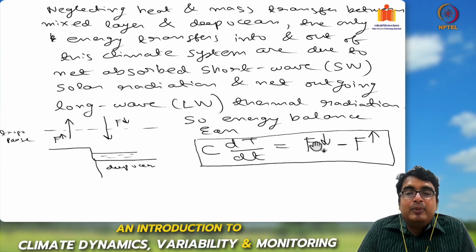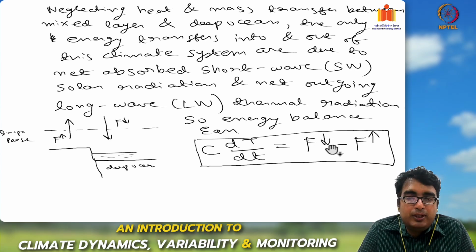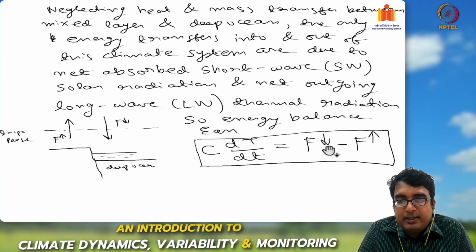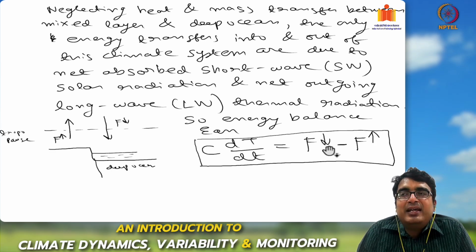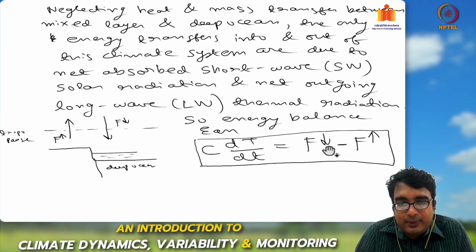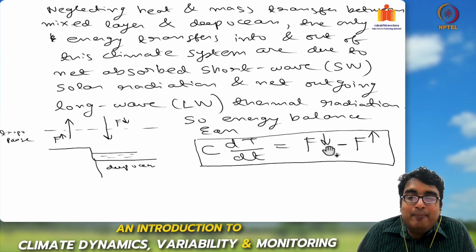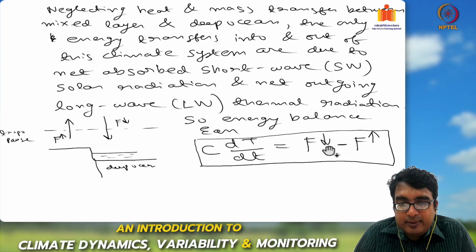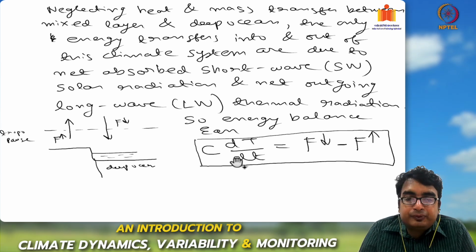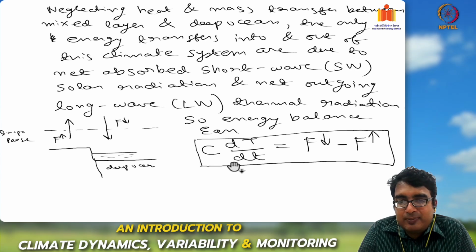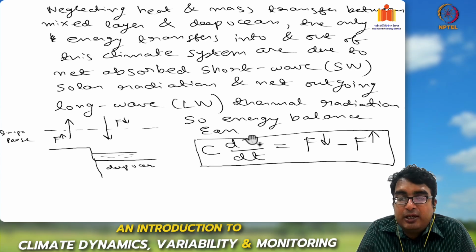The net incoming short-wave radiation is given by F downwards, the radiation flux downwards, and the net outgoing long-wave radiation is given by the flux upwards. This difference is the net energy flux that is accumulating within this climate system, and that would cause a change in the mean temperature of this climate system and is given by the heat capacity of the system C into the rate of change of temperature with time, dT/dt.